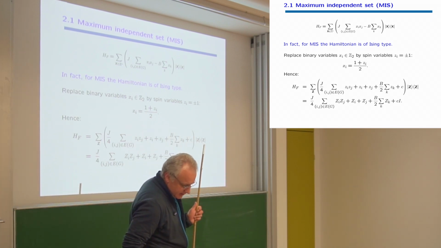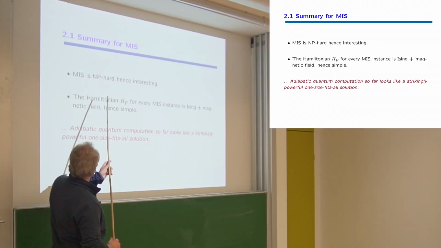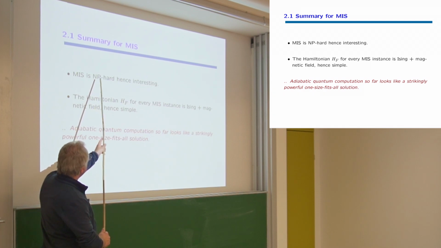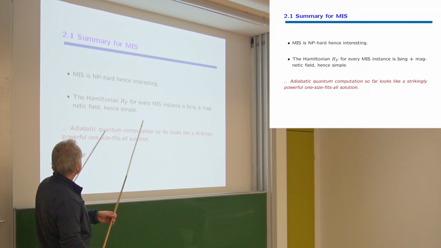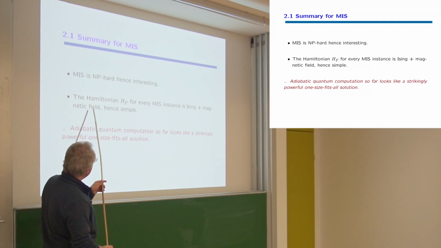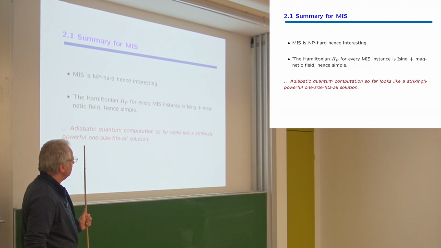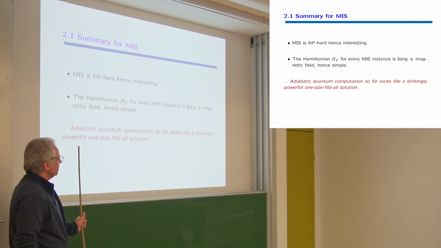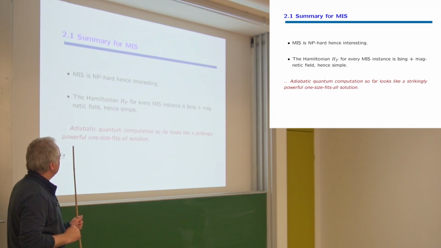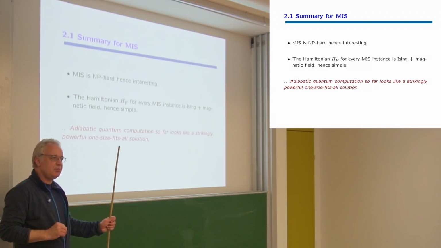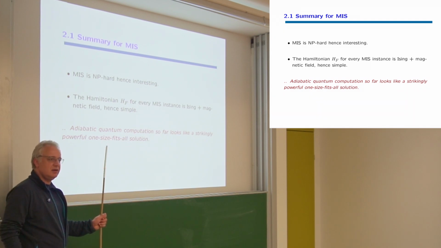Okay, so MIS has two nice properties. First, it is NP hard, hence interesting. If you have a solution for that, that would be a very good thing. And also, it's easy to implement because all you need is an Ising Hamiltonian plus magnetic field. This is what the company D-Wave does, if you're following D-Wave, and has done for a very long time. So I'm not saying it's easy, but it's feasible.